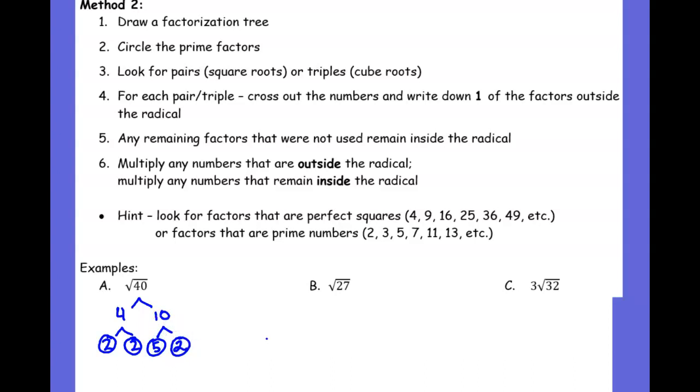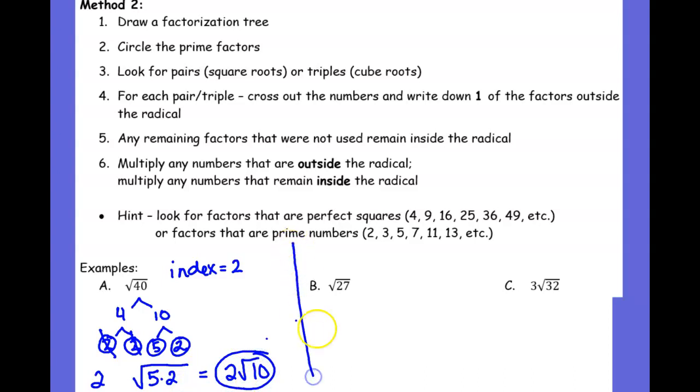Okay, so how this works now is I look at the index, and since in this case my index is 2 because there's nothing there, that means that I'm looking for my doubles or my pairs. So notice I have a pair of 2's. So I can pull that outside of the radical symbol and put a 2, because each pair I write it just once. Because really the square root of 4 is 2. And then what I have left over, the 5 times 2 goes back inside, and we end up with 2 radical 10. Okay, and we ended up with the same answer the other way as well.